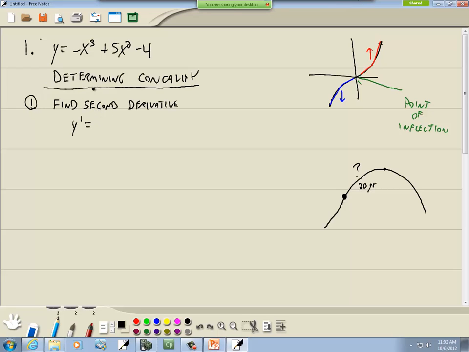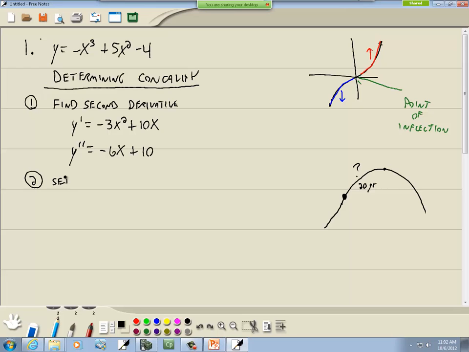Now we're talking about a polynomial, that's pretty easy. So y prime will be negative 3x squared. Take your power, put it out in front, lower it by 1. Here, take my power, put it out in front, 5 times 2 is 10, lower it by 1, and the number disappears. Then for the second derivative, take your power, put it up in front. Negative 3 times 2 is negative 6x, and we lowered it by 1. And then 10x just becomes 10.